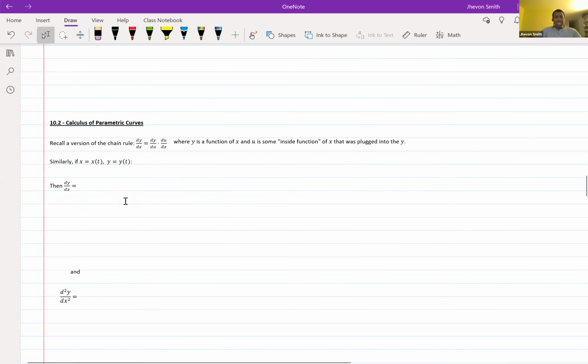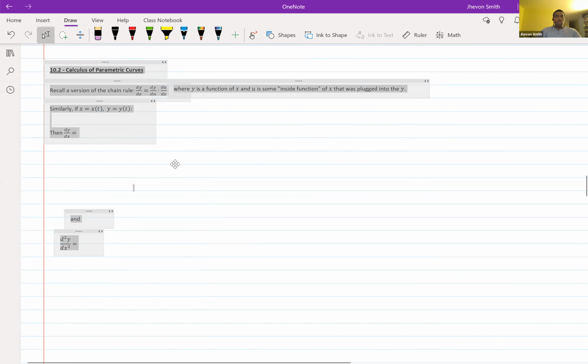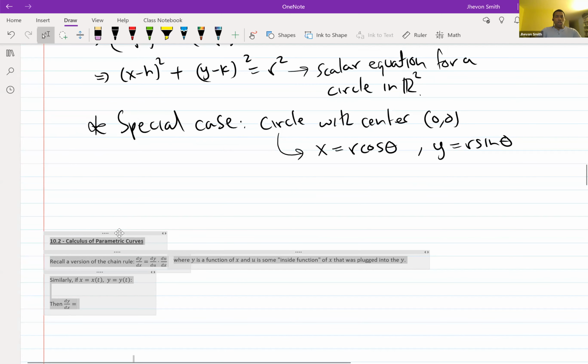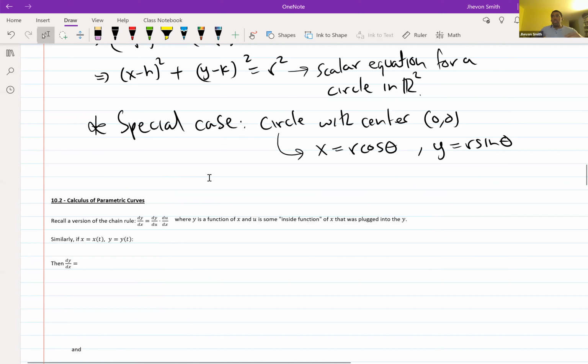What I want to talk about now is moving on to the calculus of parametric curves. So we know what parametric curves are. It's when we want to express our x and y coordinates, or whatever set of variables we start working with, in terms of other variables. We want to think of them as being functions in their own right.